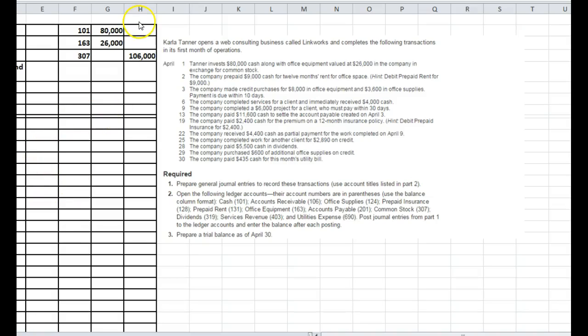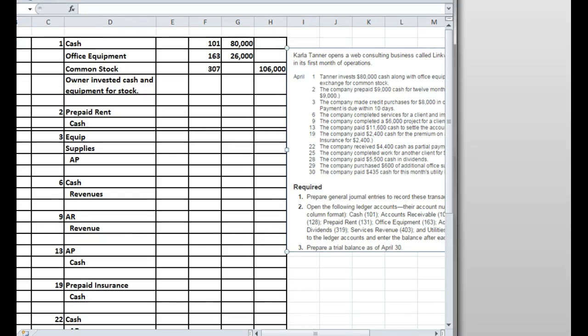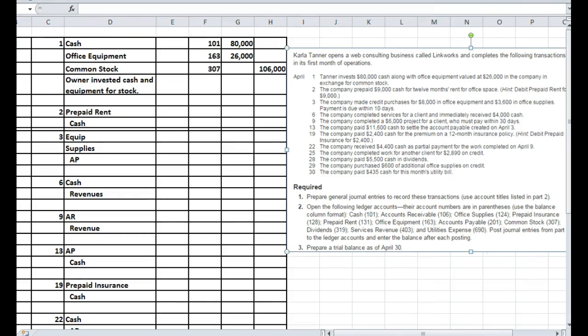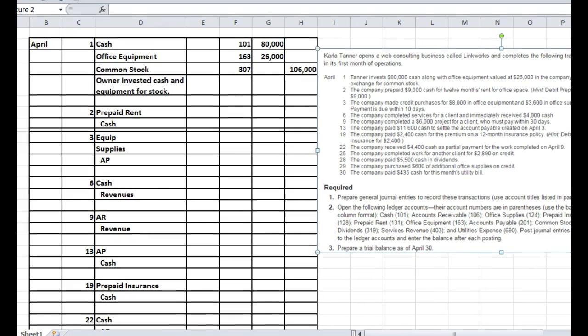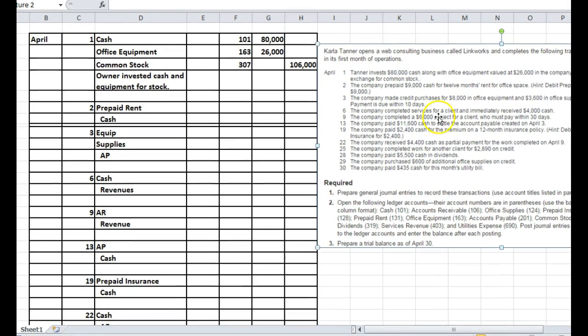Here we are, and it's not lined up. Here, let me make it line up. Let's see, let's go this way. And let's go this way. That's not bad. How's that?